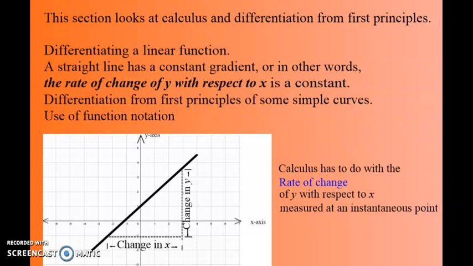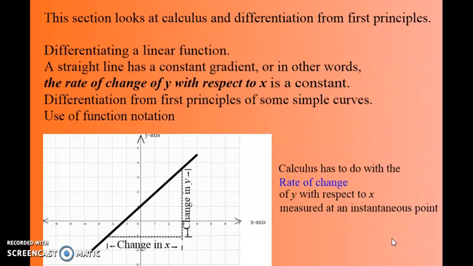Differentiating a linear function, a straight line, has a constant gradient. In other words, the rate of change of y with respect to x is constant. You can take this rate of change anywhere on this graph. It would give you the exact same amount every time. Differentiation from first principles of some simple curves, and we will use the function notation.